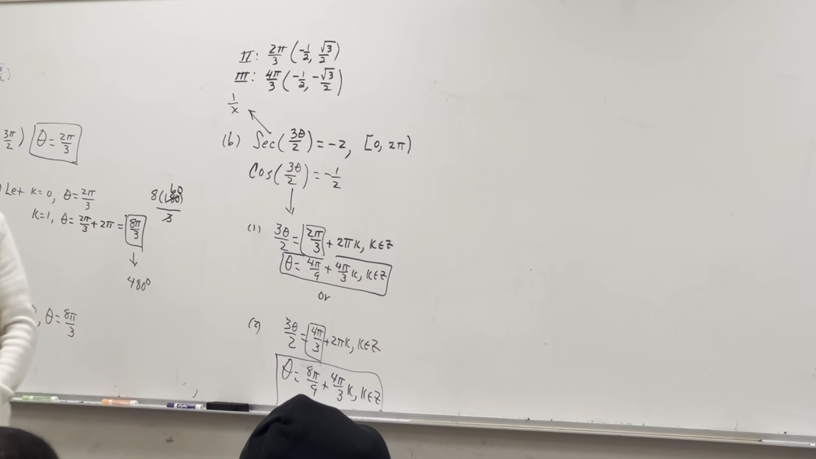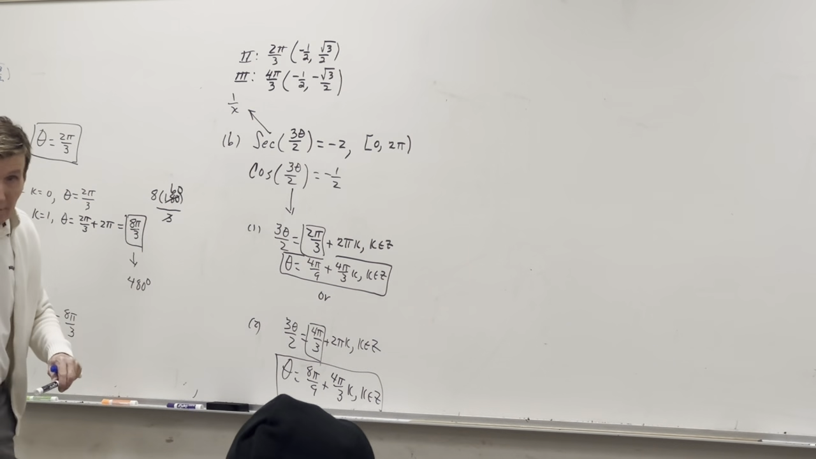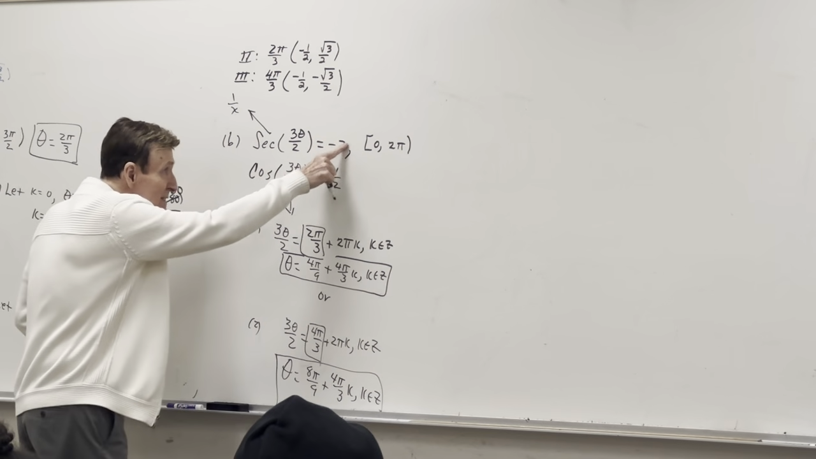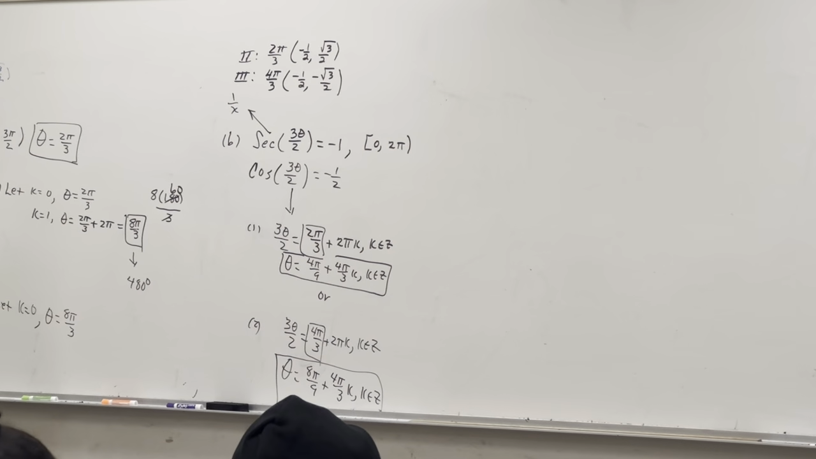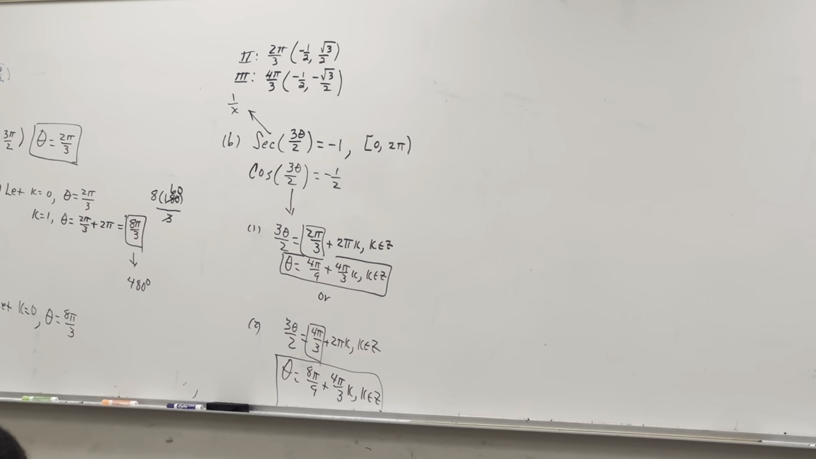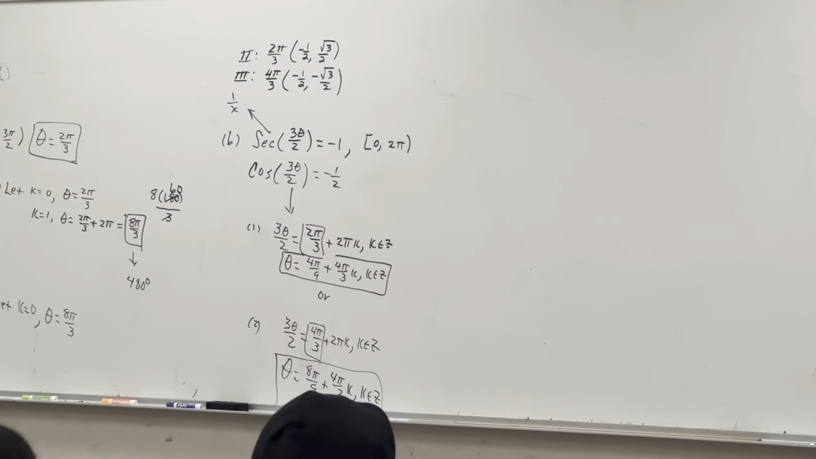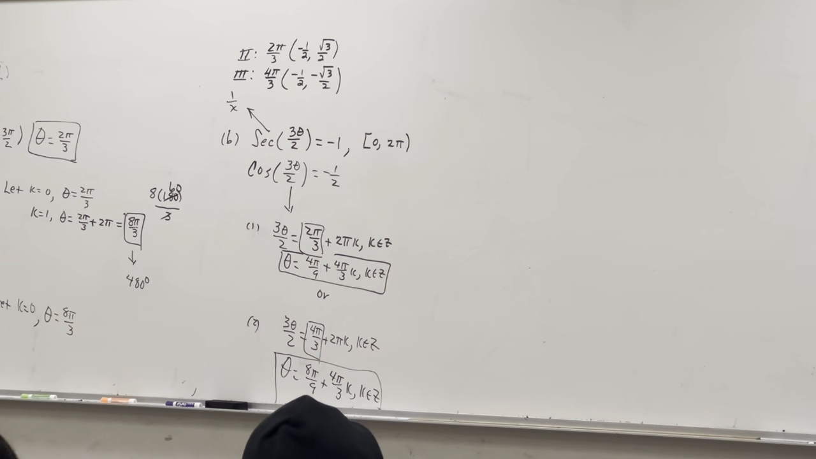Now, before I jump in and start doing that, just out of curiosity, suppose on your exam you saw this problem: secant of 3 theta over 2 is equal to -1. Tell me, on the unit circle, where have you seen 1 over x equal to -1? Where on that unit circle have you seen 1 over x, which is secant, come out to be -1?